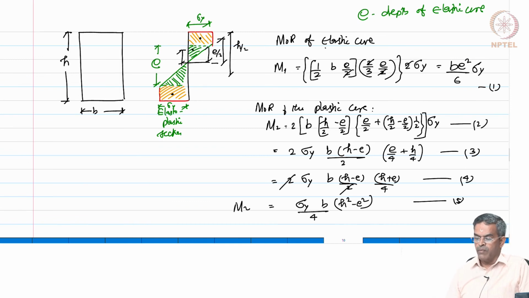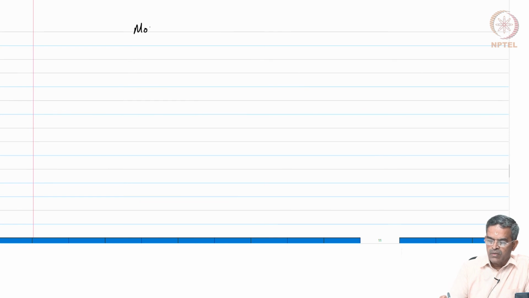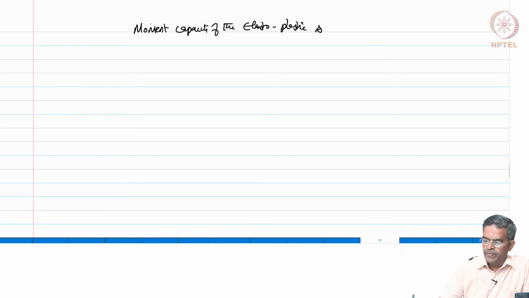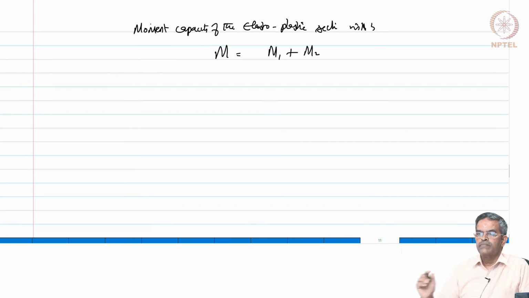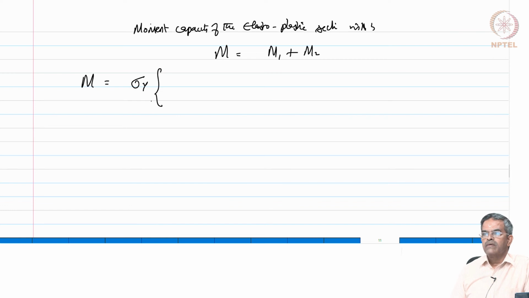So, now friends, the total moment carrying capacity of this elastoplastic section will be the sum of these. So, the moment capacity of the elastoplastic section will be M, which is M1 plus M2. So, let us sum these two. What happens? Let us see. So, M is going to be sigma y is anyway common in both cases. The first one was b e square by 6. The second one was b h square minus e square by 4. Am I right?